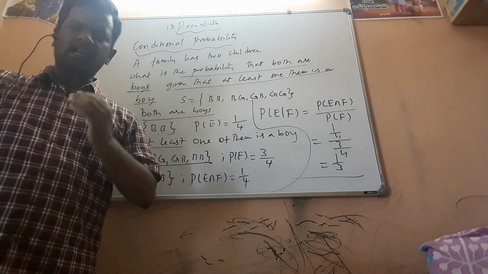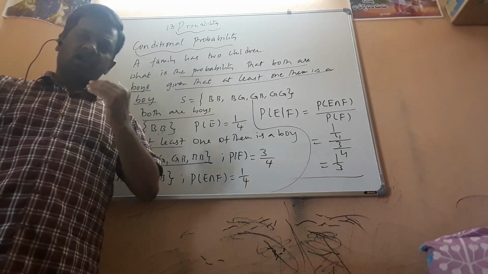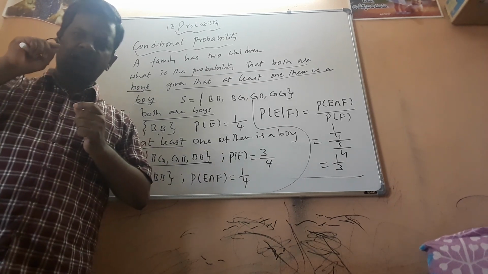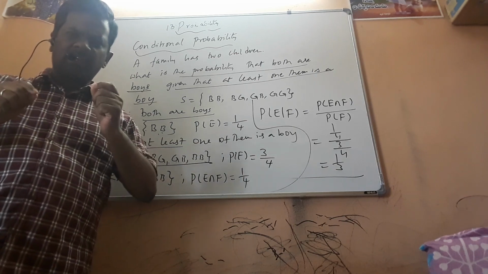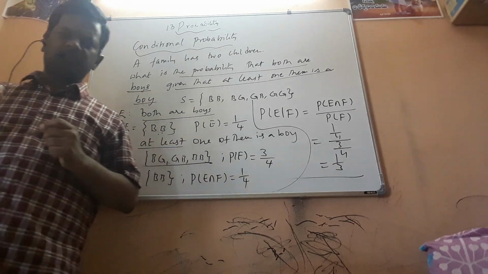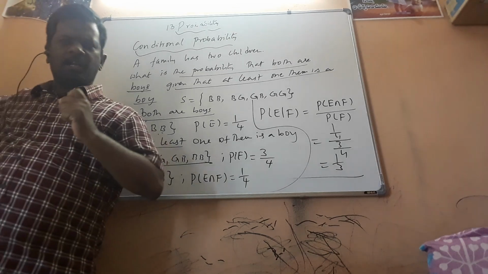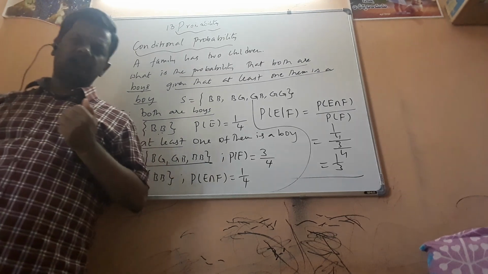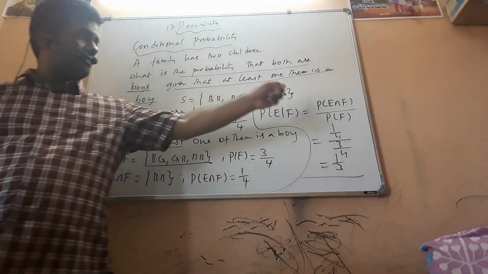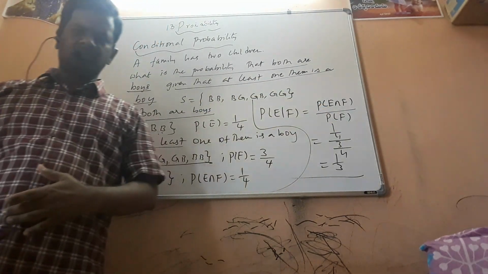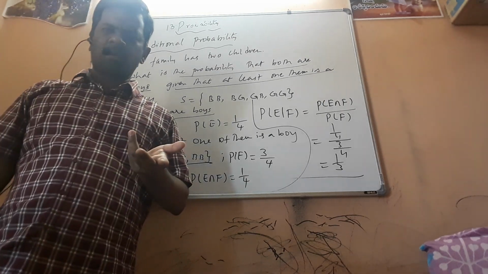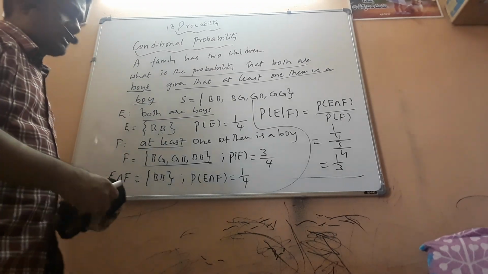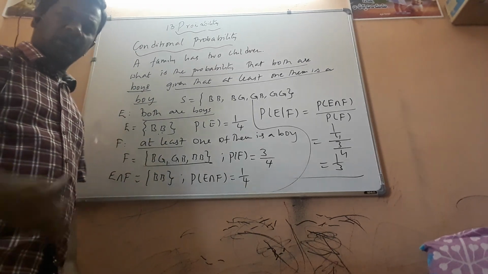This is how we define the conditional probability. P of E slash F means probability of the occurrence of event E where F has already occurred. It is given by P of E intersection F by P of F, but P of F should not be equal to 0. Obviously, the denominator should not be equal to 0. Fine. This is how we are going to define the conditional probability. Have a note of it.